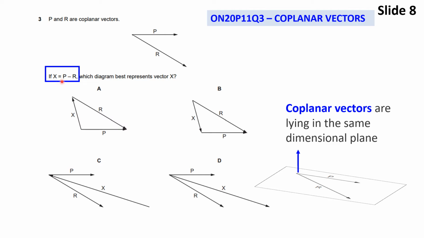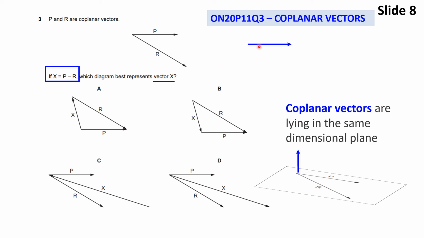So if X, which is equal to P minus R, which diagram best represents vector X? Okay, so our focus here is on vector X. So let's see what's going on.